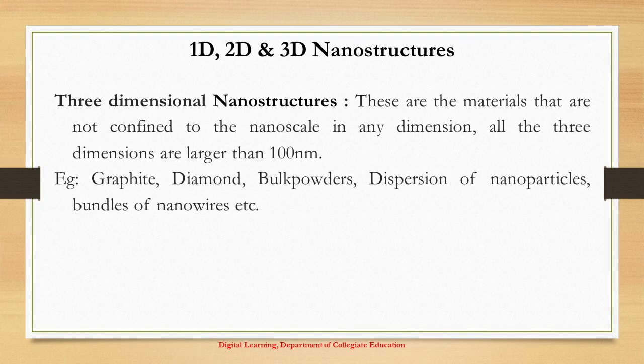Similarly, three-dimensional nanostructures. These are not confined to the nanoscale in any dimension. All three dimensions are larger than 100 nanometers. So in X, Y, Z, all three directions, the material size is greater than the nanoscale, that is 100 nanometers. Examples we can give: graphite, diamond, bulk powders, dispersion of nanoparticles, bundles of nanowires. These are all examples of three-dimensional nanostructures.